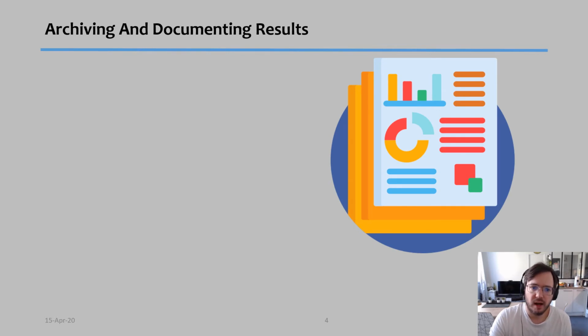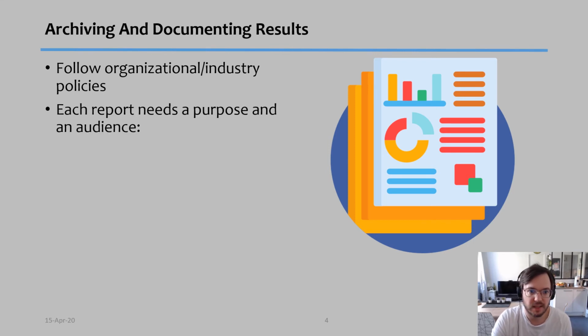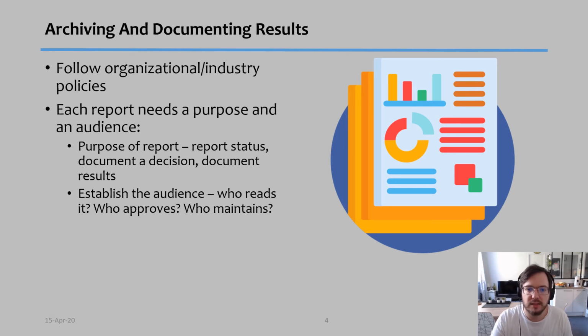Now, in terms of archiving your documentation results, you need to follow what your organization or industry policies are. Each report needs to have a purpose and an audience. Regarding the purpose, every report needs to have the report status, what documented the decisions, and all the results in it. And regarding establishing the audience, you have to understand who is going to be reading it, who approves, who maintains it, and so on, so that you can transfer those documents to the right person.